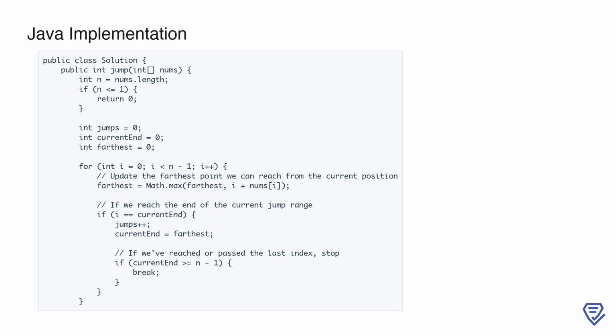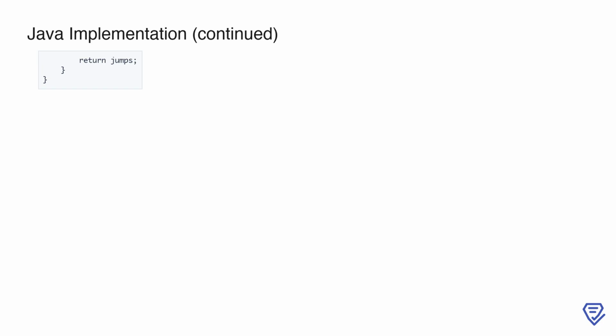If the current index matches current end, it means we've reached the limit of our current jump range, so we increment the jumps counter and update current end to the value of farthest. If, at this point, current end reaches or surpasses the last index, we know we can stop further processing since the target is reachable. Finally, after exiting the loop, we return the total number of jumps. This ensures that the method outputs the minimum number of jumps required to reach the last index.